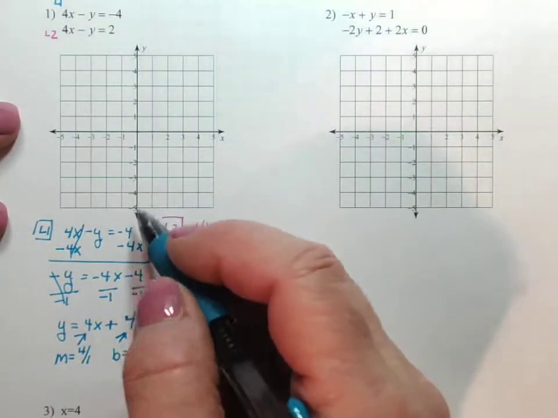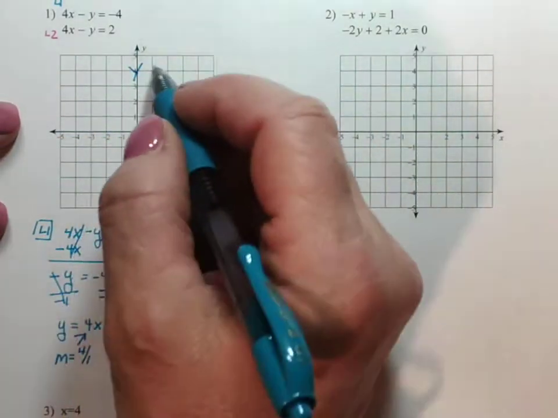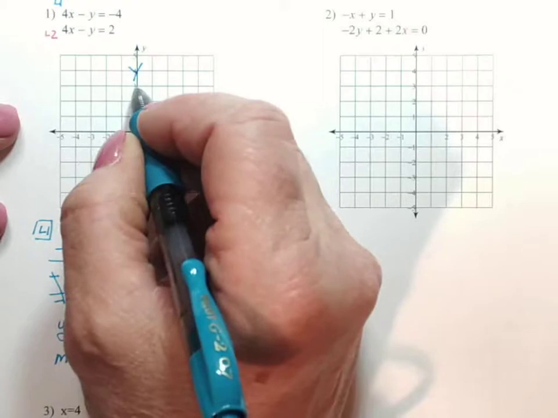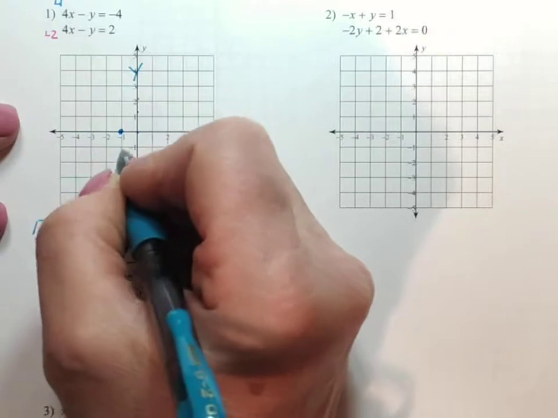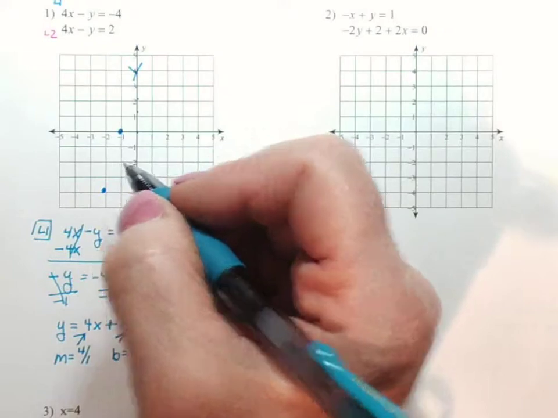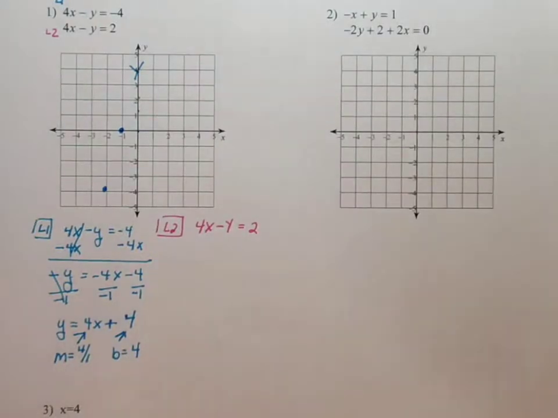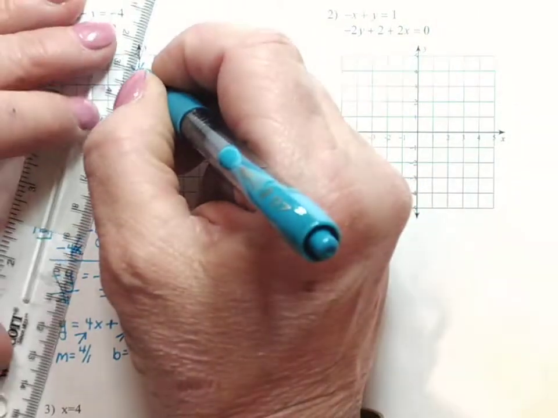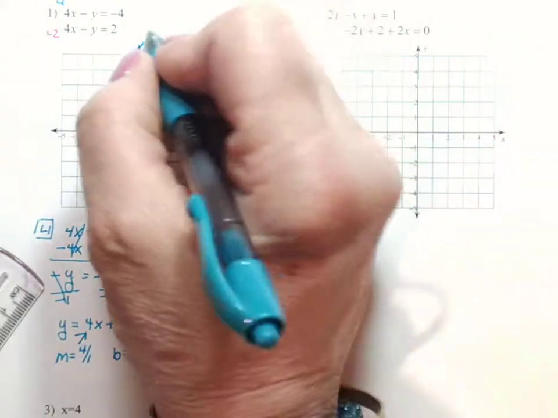So we're going to put our y-intercept at 4, and we can't go up and over, so we're going to go down 4, 1, 2, 3, 4, over 1, down 4, 1, 2, 3, 4, over 1. And we are going to draw our line. So that's line 1.